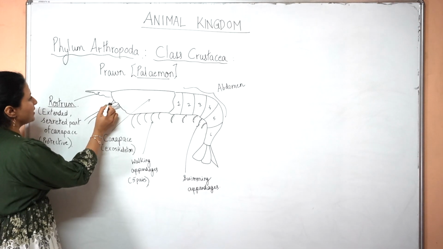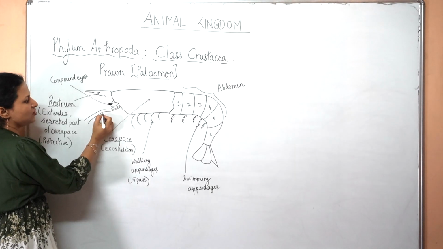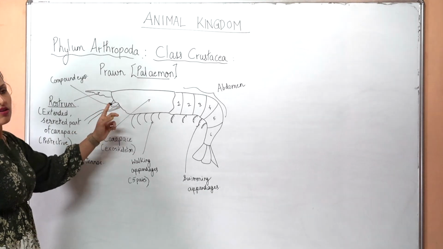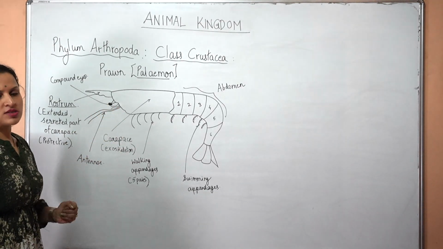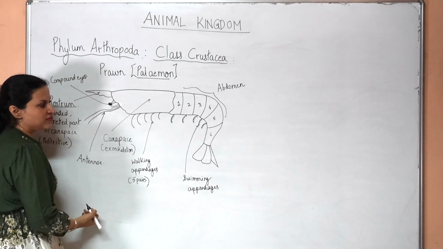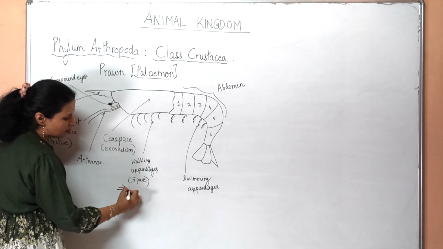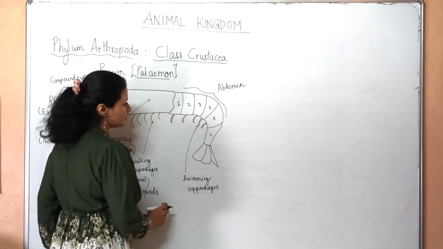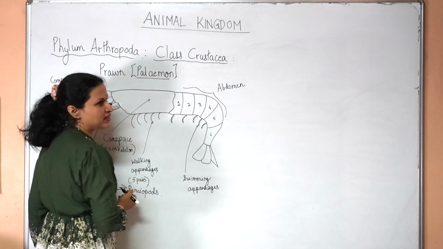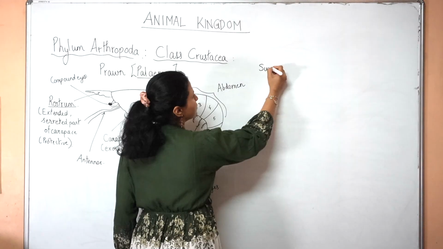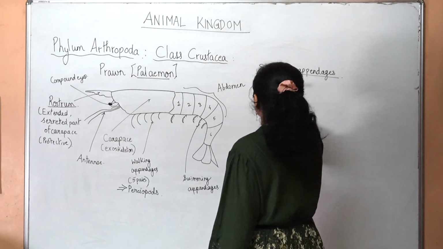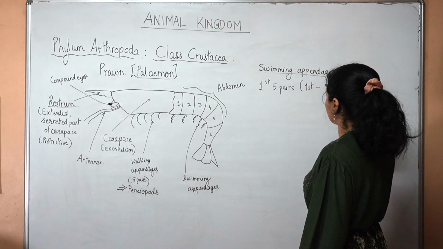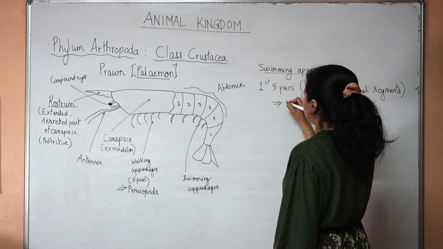These are its compound eyes. There will be the antennules and the antennae. Antennae are for touch and the antennules are for balancing and for smell. The walking appendages, which are in 5 pairs, are known as pereopods. The swimming appendages also have specific names. Let us see. The first 5 pairs of swimming appendages, which are present on the 1st to 5th segment, are called pleopods.